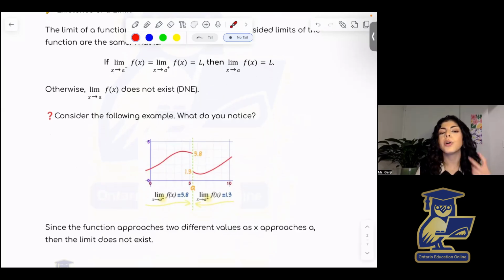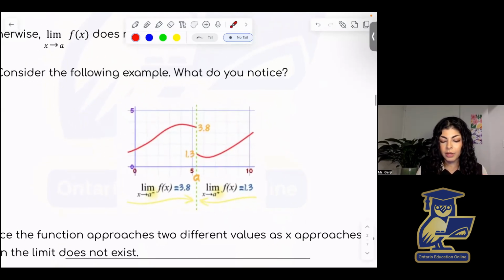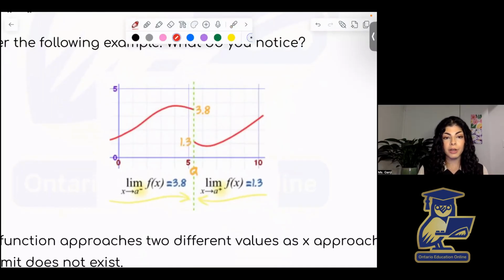So consider this example, and what do you notice? Here we have the function, which is the red curve, shown to us with its graph. You don't actually know what f of x is. f of x is unknown, but we have the graph. And here you can see that as x approaches a, a random a value that we have chosen. Here it is approximated to be between 5 and 6 just because of this function, but again, it's any general number between 5 and 6.